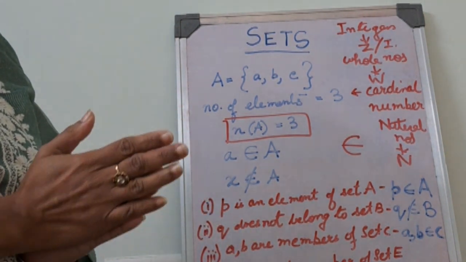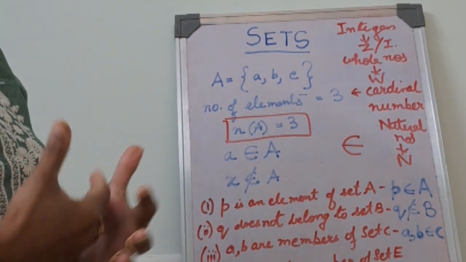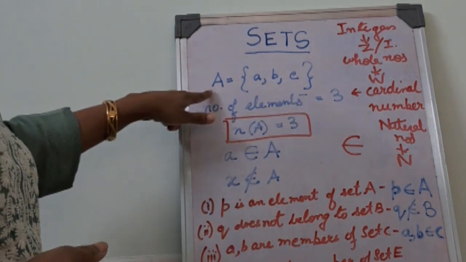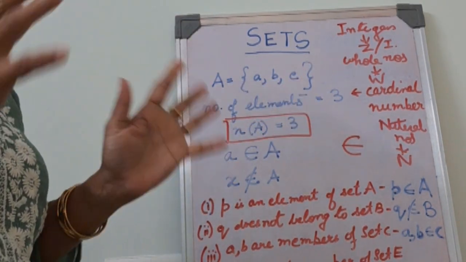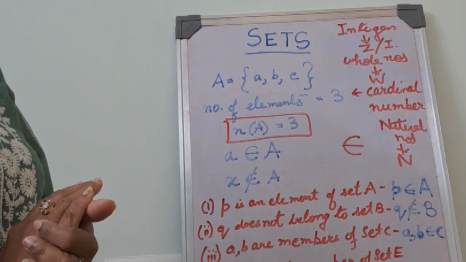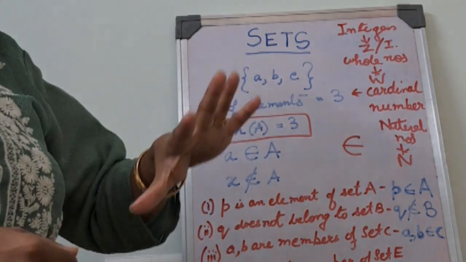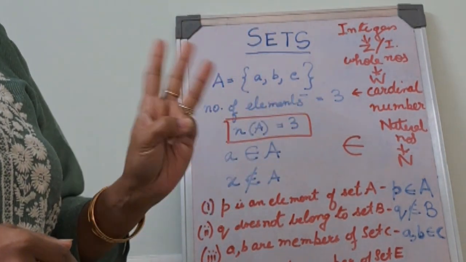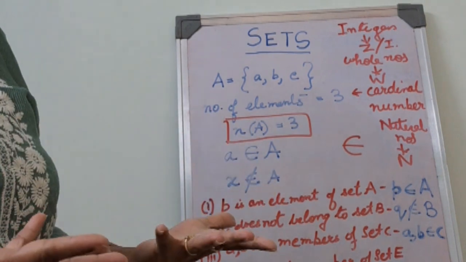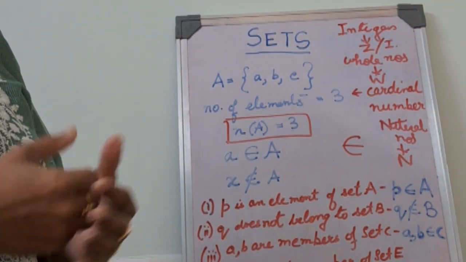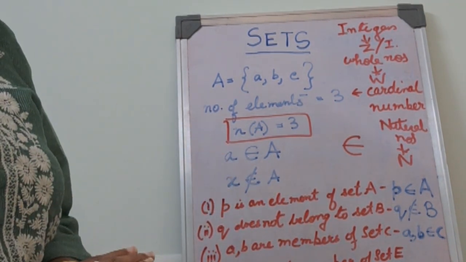So next comes the description of a set. How do you describe a set? See, this is one way of describing a set, where you write the name of the set and you write the elements within the curly brackets. Like I said, there is also a way where we say this set represents the first 3 letters of the English alphabet in lowercase. That is also a way of describing a set. So we'll start with the ways of describing a set. Let's begin with that.